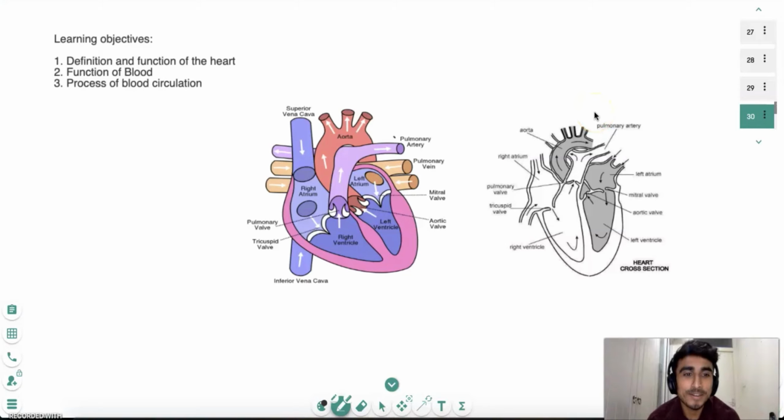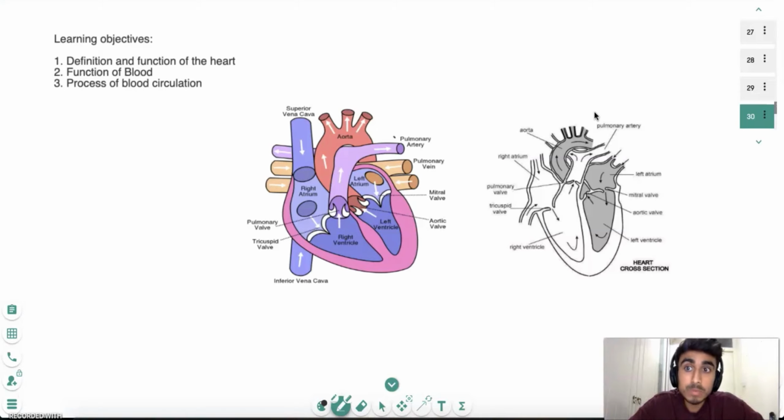Hi. So today what we're going to do is focus on the heart. I've got three main learning objectives today. The first one is we need to learn how to define the heart, and also we need to know the function of the heart. So why do we have the heart? Why do humans have a heart? And what's the whole point of it?